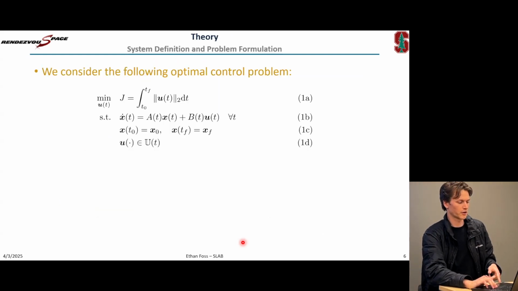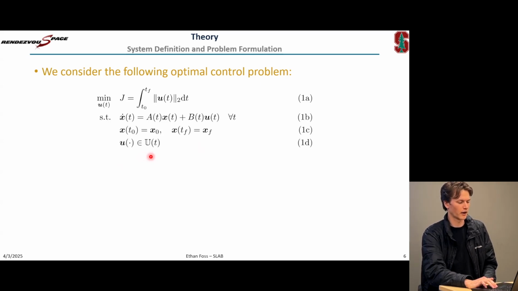So let's dive into the theory a little bit. I'll try not to go too much into the math, but if we consider the following optimal control problem, this is a pretty typical optimal control problem for spacecraft, where you have an input signal that you minimize the control effort. The control effort is quantified as the L2 norm of the input signal. And you want to satisfy the dynamic constraints over the time horizon and enforce boundary conditions for the initial and final times.